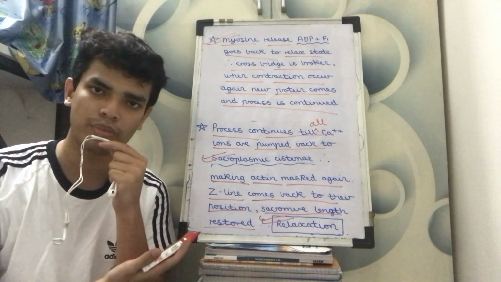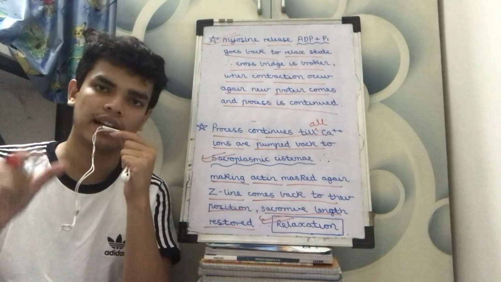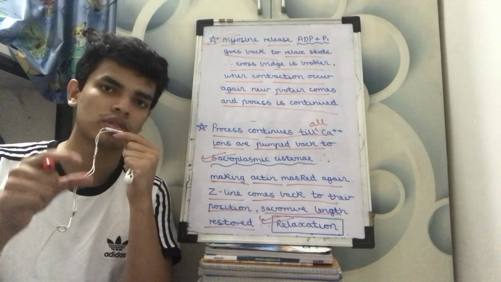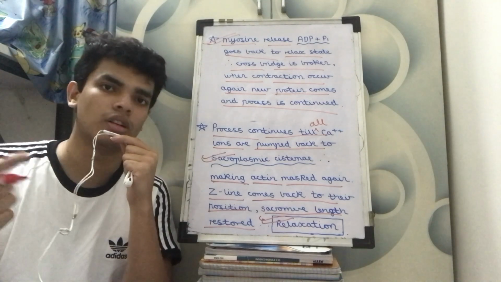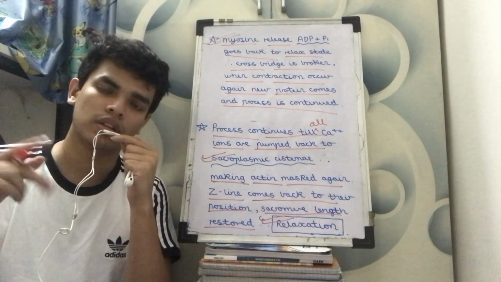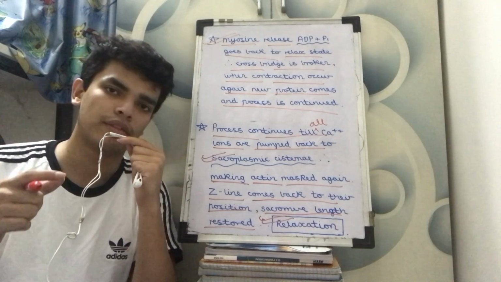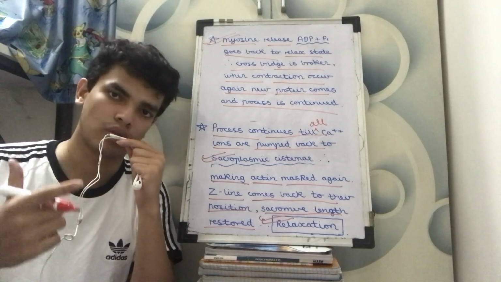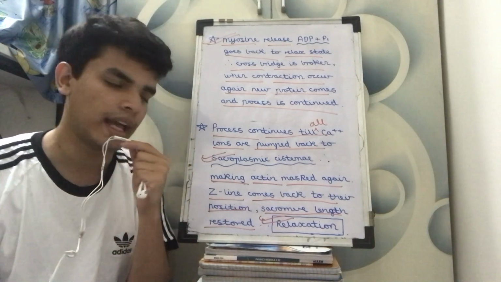So you understand, this is pretty easy. Why was contraction happening? Because the Z line was getting reduced, the Z line was coming closer, sarcomere length was getting decreased, therefore contraction occurred. So now the masking has come back again, myosin cannot bind, therefore length is restored, the Z lines are back to the original position, therefore causing relaxation.